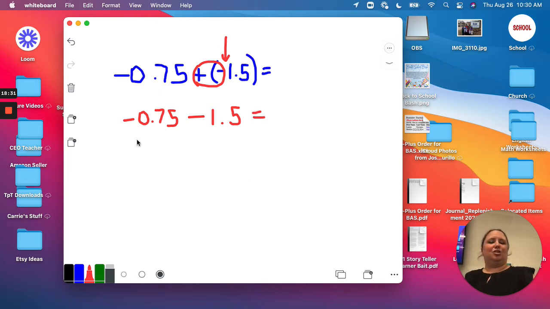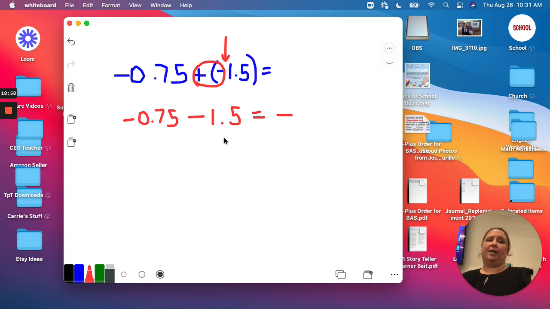Okay, so if I have negative 0.75 minus 1.5, am I going further negative? Yes. So if I know I'm going to go further negative, it's like saying add these two and throw a negative in front of it. So what's 1.5 plus 0.75?